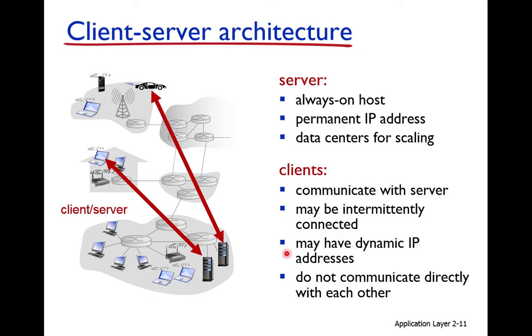The clients may have dynamic IP addresses. For example, you are accessing the Gmail server from the university IP address. When you come home and access the Gmail server, you are accessing it from your home IP address. So the client IP address can change. The clients also don't communicate directly with each other. For example, there are two clients, each accessing the server, but the clients don't talk with each other.